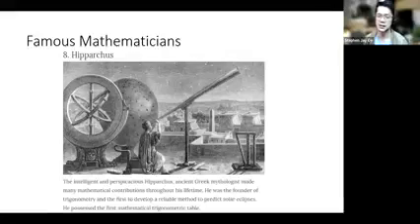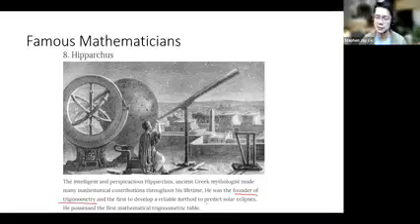Hipparchus, the intelligent and perspicacious ancient Greek mathematician, made many mathematical contributions throughout his lifetime. He is the founder of trigonometry and the first to develop a reliable method to predict a solar eclipse, and he possessed the first mathematical trigonometric table. Hipparchus.